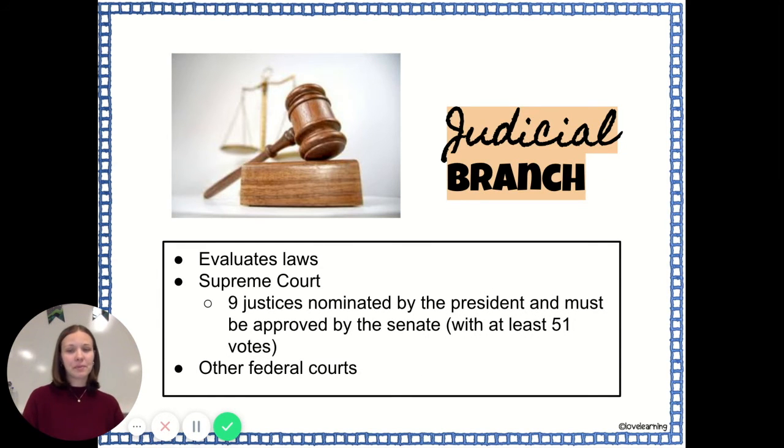Lastly, we have the judicial branch. The judicial branch is where laws are evaluated. The Supreme Court is what makes up the judicial branch. There are 9 justices nominated by the president, and again, they have to be approved by the Senate. And then under that are the other federal courts within all of our states.